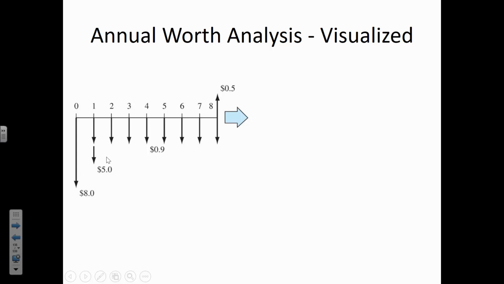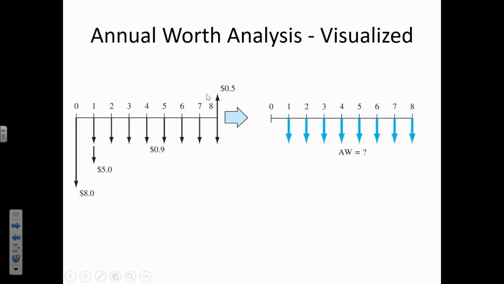But then there are these single elements that aren't already an annual. We have 8 million at the present. We have 5 million at year 1 and 0.5 million in revenue at year 8. So in annual worth analysis, what we're doing is we're taking all that to an annual basis, and then for more than one option, we'd be comparing the two and seeing which one is best.